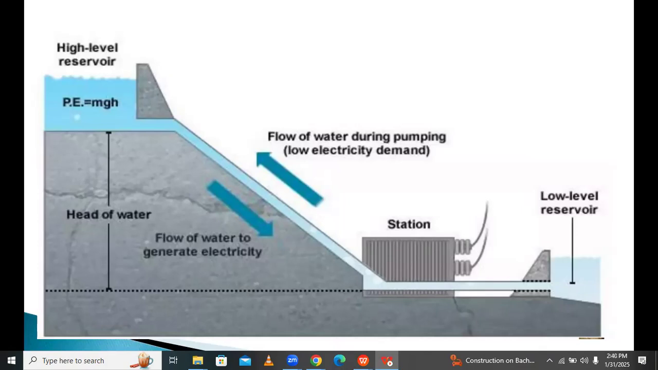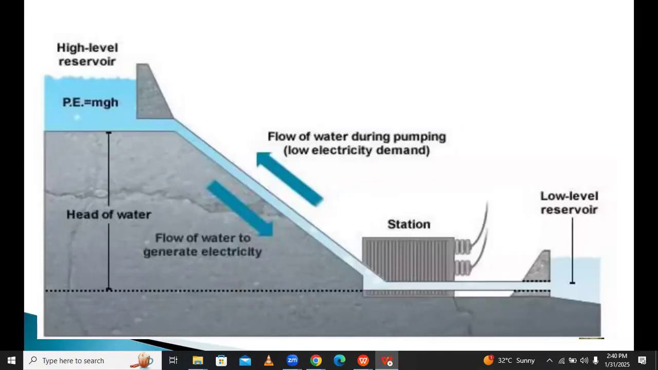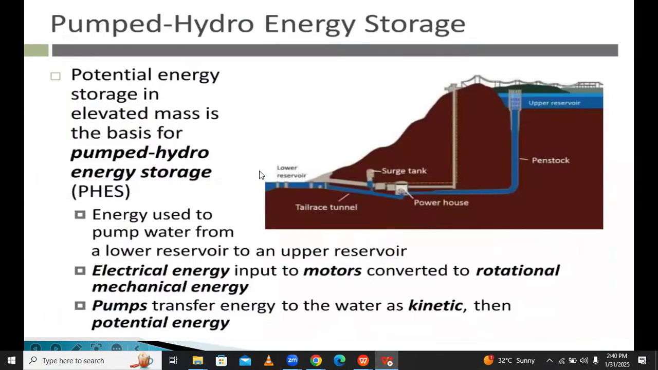During nighttime conditions, winter seasons, some seasons, the load is very less. At that condition, it takes power from the grid and the low level water is pumped back to the high level. That is called charging and discharging, this process. Okay, this is about circuit diagrams or schematic diagrams of pumped hydro storage system.